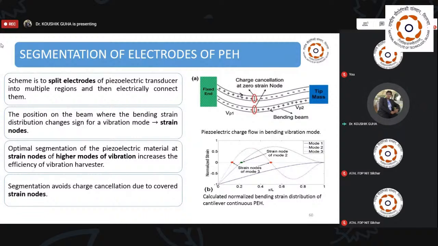At the point where positive and negative charges are side by side, it is called the strain node position. Here the charge cancellation occurs. Due to this charge cancellation, it will affect the total output voltage. So if we cut this beam at the strain node position and add all these voltages from the different parts of the piezoelectric cantilever, then we can make a very good amount of power. This technique is called segmentation of the electrodes. The segmentation avoids charge cancellation due to covered strain nodes. So optimal segmentation of the piezoelectric material at strain nodes of higher modes of vibration increases the efficiency of the vibration harvester. This is another technique to increase the power output of the piezoelectric energy harvester.